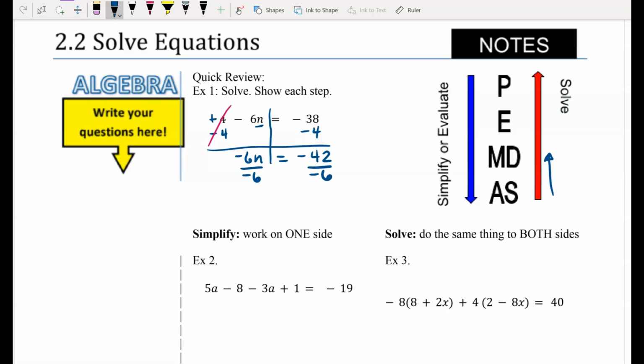Now when you divide by, don't use the little symbol for divide by. Use a fraction bar because it means the same thing and it will make your work neater and easier to follow. So negative 6 divided by negative 6 is just 1. So I have 1n is equal to negative 42 divided by negative 6 is a positive 7. So this is my answer. If I substitute 7 for the n in the original problem, then it will give me a true statement. Sometimes we write our answer as a set. So the only number in my set is 7 because that's the only number that works.